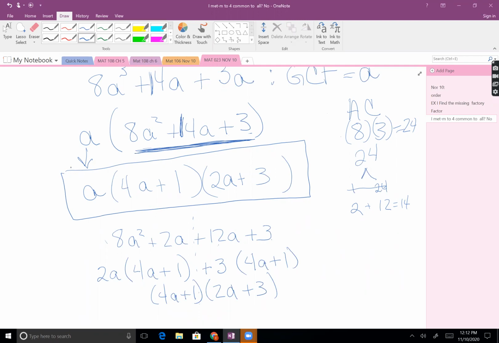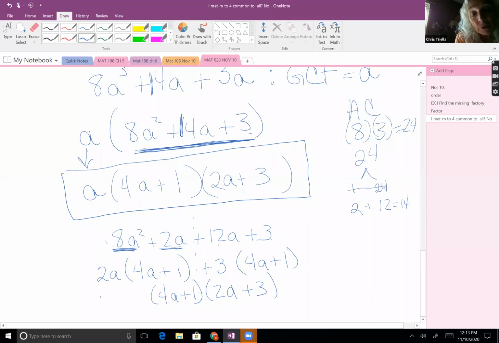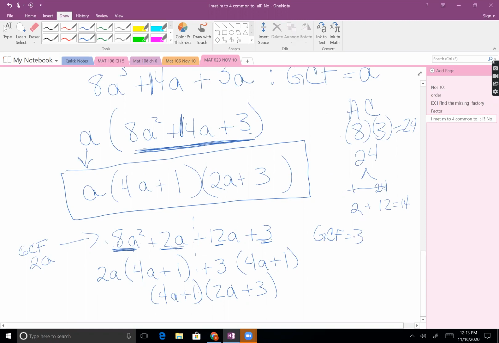Can you refresh my memory how we get that 2a? The 2a outside of the 4a plus 1. We divide: what goes into both 8a squared and 2a? What's the greatest common factor? 8 and 2 are both even, so they have a factor of 2, and both of them have an a. And so that's the greatest common factor of those two terms. And then over here, between the 12 and the 3, the greatest common factor would be 3. Okay, thank you. You're welcome.